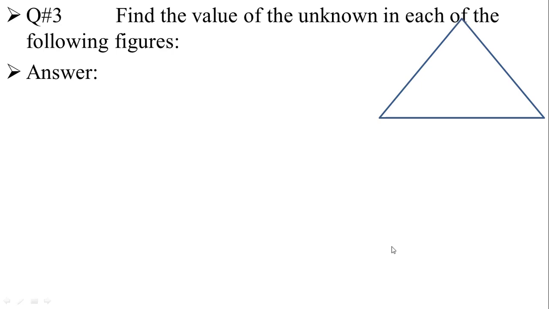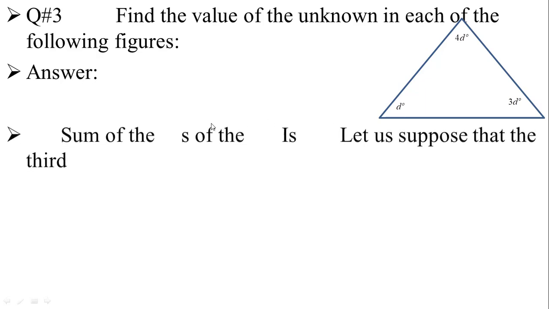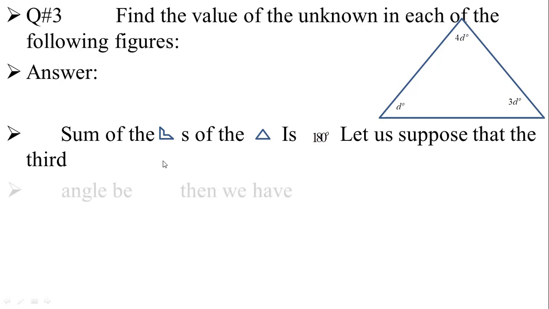Next, let's move on to the other part. In the next figure, we can see that the unknown value of the angle is d degrees. Here we can see 4d degrees, another angle is 3d degrees, and the third angle is d degrees. Now we can find the unknown value of d. We know that the sum of the angles of a triangle is 180 degrees. Let us suppose that the third angle is d degrees.